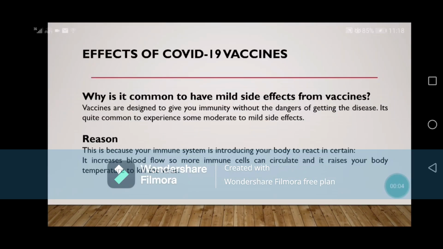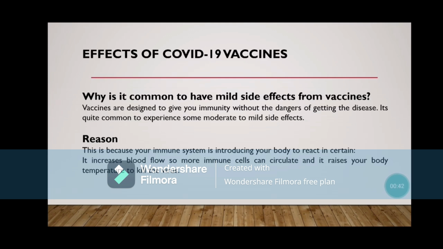Now I am going to discuss effects of COVID-19 vaccines. If we take a question, why is it common to have mild side effects from vaccines? We get to know the answer: vaccines are designed to give you immunity. As we know, vaccines are there to give us immunity without the dangers of getting the disease. And mostly vaccines have different ways of producing immune response in our body. It's quite common to experience some moderate to mild side effects after it. Reason: your immune system is introducing your body to react, sometimes producing antibodies, sometimes reacting to the germ which was in the vaccine.